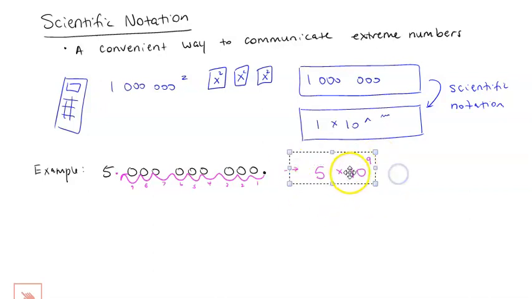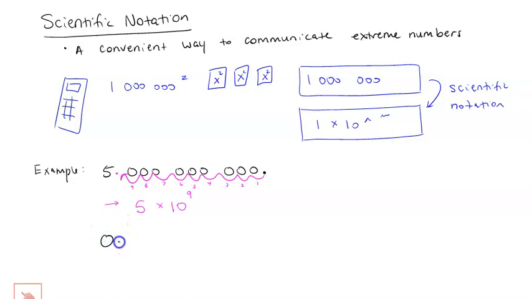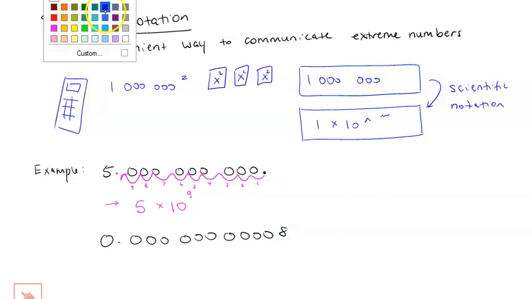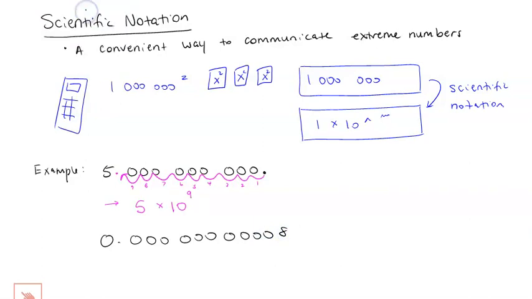Let's move that over here. Now let's try one that's very, very small. Let's try 0.00000000008. Now, just like in the last example, we need to move the decimal place so there's only one number before it. In this case, that's 8.